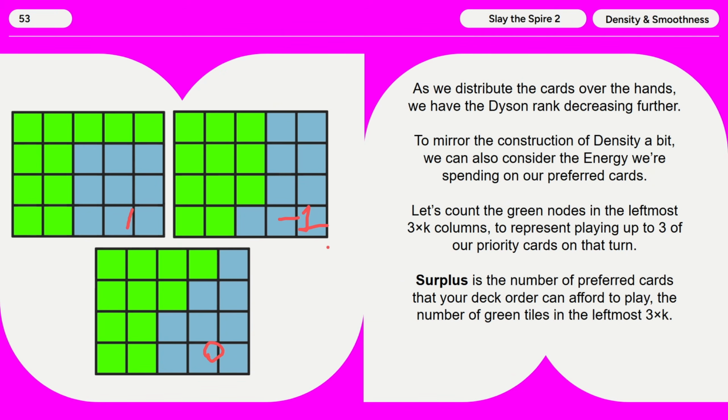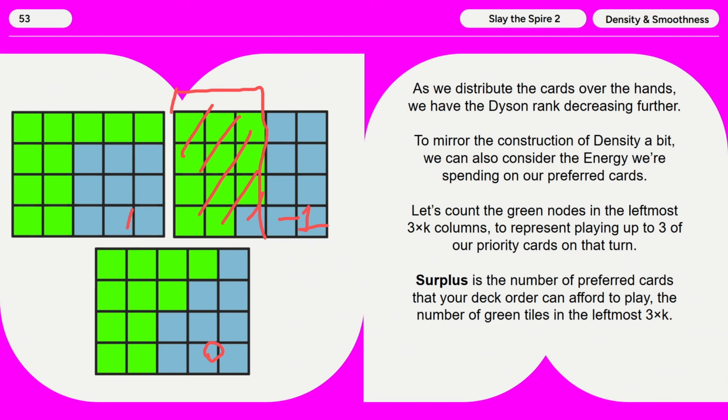But we can see that this hand of -1 has all of the 11 quality cards played over the course of our deck. Let's incorporate that. Let's mirror that construction a little bit. From density, we can consider the energy that we're spending on our preferred cards. So let's count the green nodes in the leftmost 3 by K columns here on the left-hand side to represent playing up to 3 of our priority cards on any given turn.